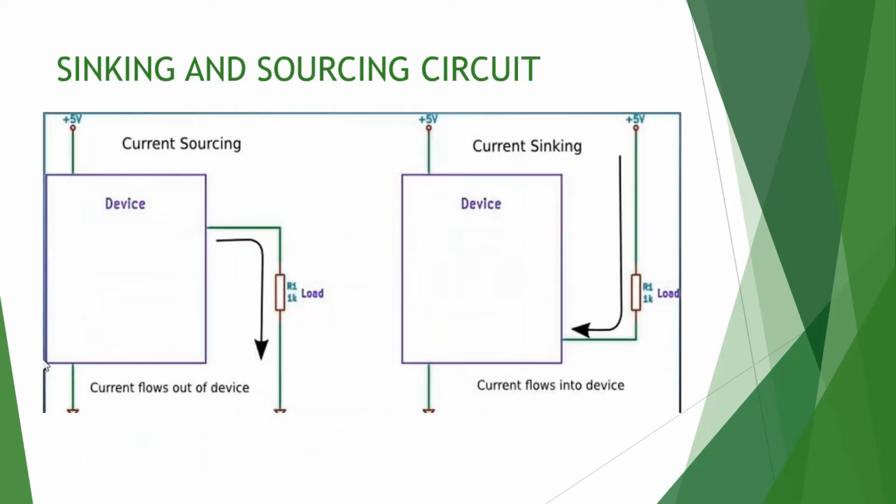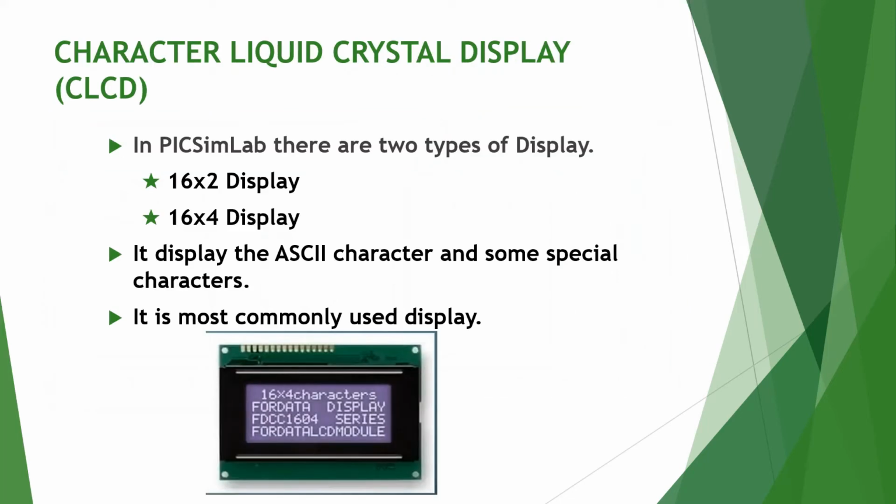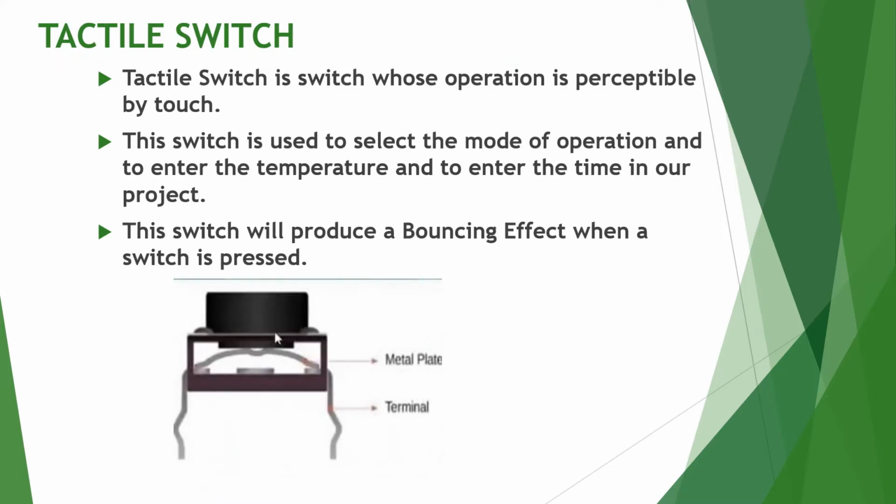Now we are going to see about sinking and sourcing circuits. In current sourcing, the current flows out of the device. In current sinking, the current flows into the device. Then comes the character liquid crystal display. In the PICLAB, there are two types of displays, namely the 16x2 display and the 16x4 display. It displays ASCII characters and some special characters that can be seen by users, who can perform operations according to it.